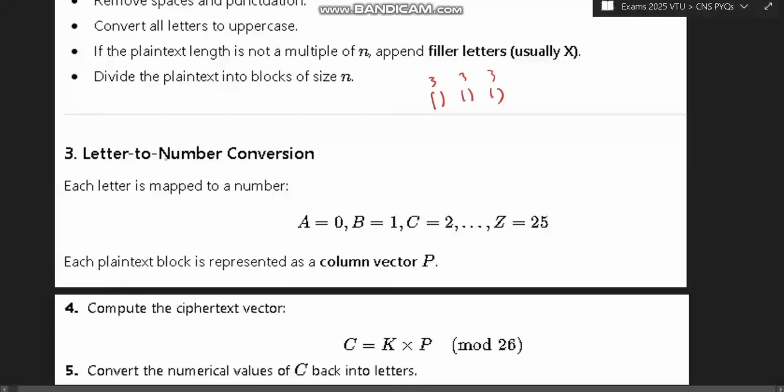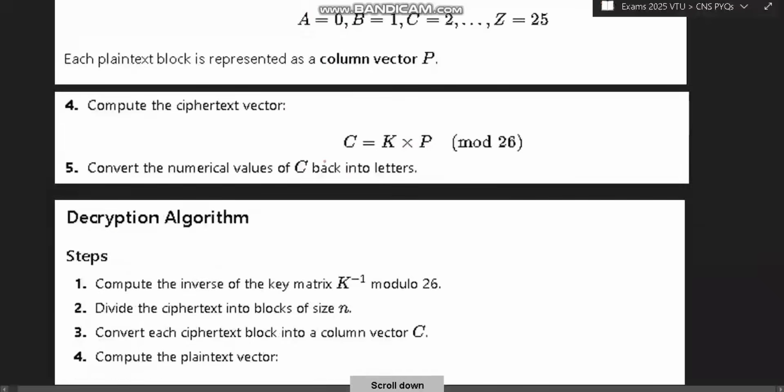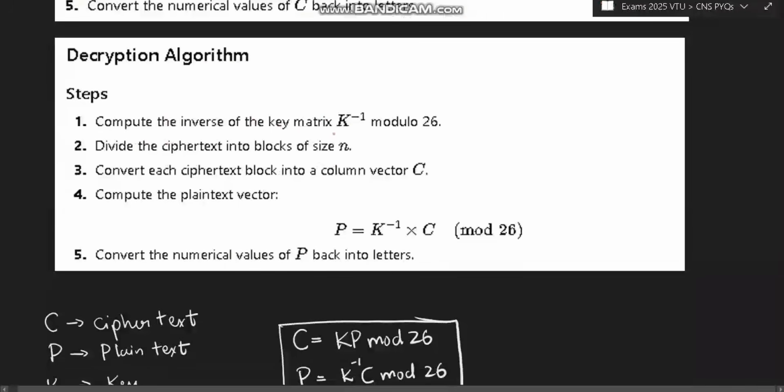Now, letter to number conversion. Start from A equal to 0 till Z equal to 25 and convert each of these to the numeric equivalent, and after that compute the ciphertext using this formula: C is equal to K into P mod 26. We'll get a number here, convert it back into letters. Then the decryption algorithm is computing the inverse of this matrix, K inverse modulo 26. Divide the ciphertext into blocks of n, each a column vector of C. Compute the plain text using this formula, P is equal to K inverse C mod 26, just as we saw previously, and convert the numerical values P back into letters.